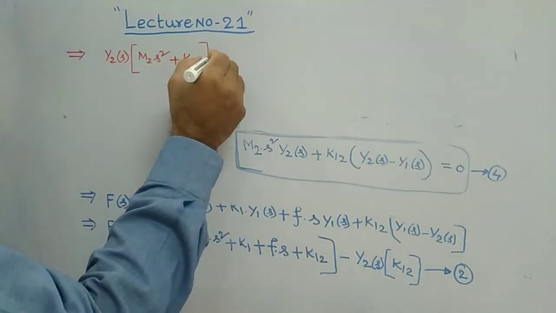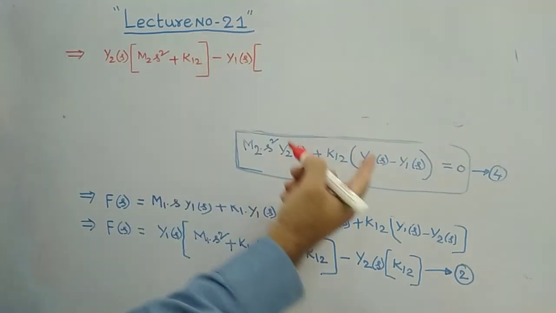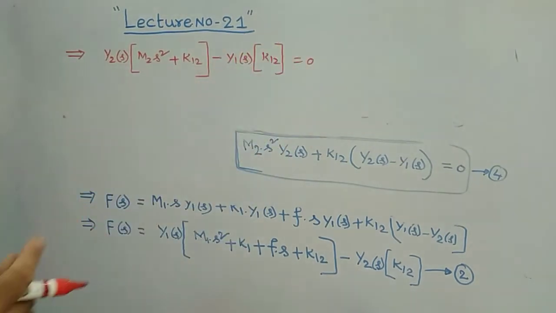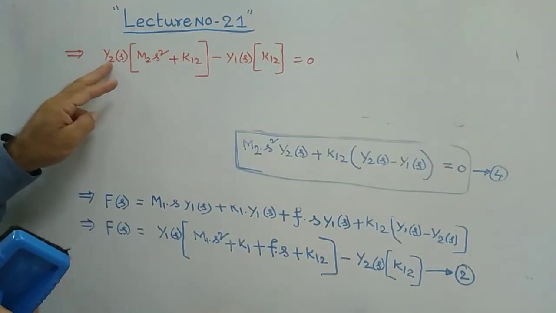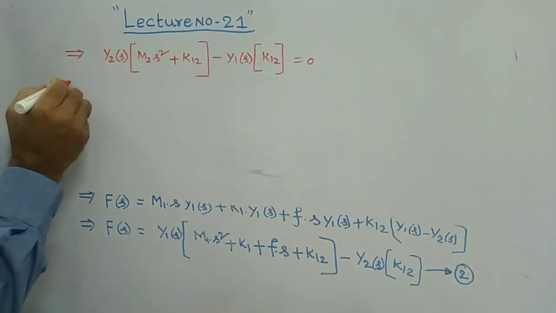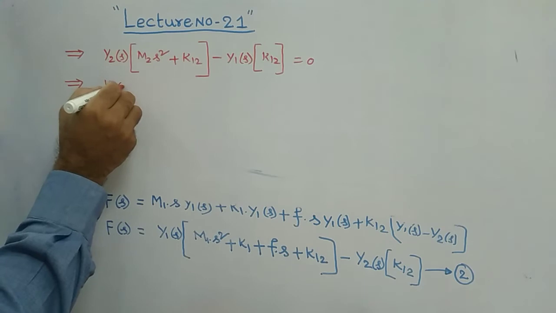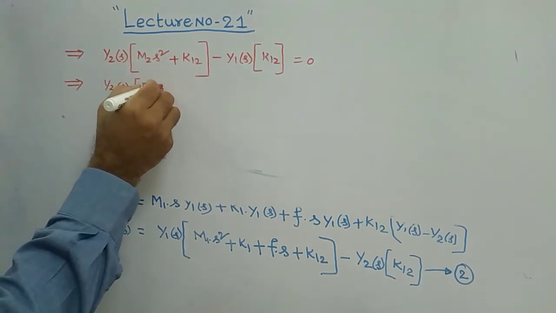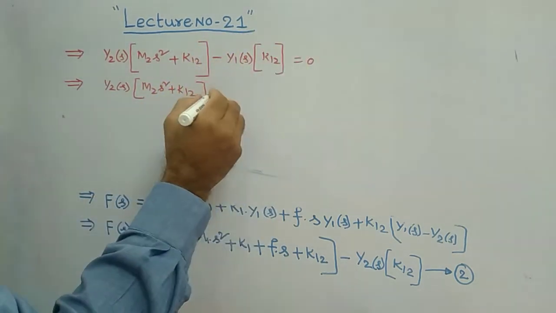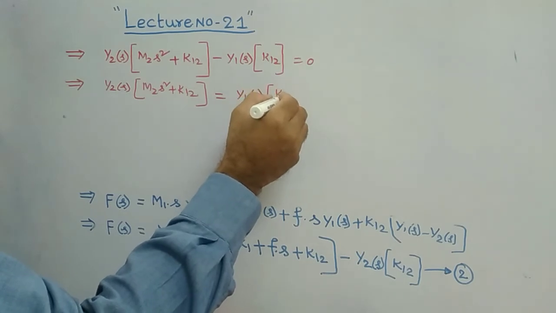Then what is y1 of s? It is minus y1 of s. If you take common, then it is k12 only, equal to 0, no? Therefore, from the fourth equation, I have rearranged the values of y2 of s and y1 of s. I am separating basically. Now, what you will do? From this, bring the value of y1 of s. This is nothing but y2 of s into m2 s square plus k12. It is minus term. Take all these to the right hand side, or that becomes equal to y1 of s into k12. Is it not?